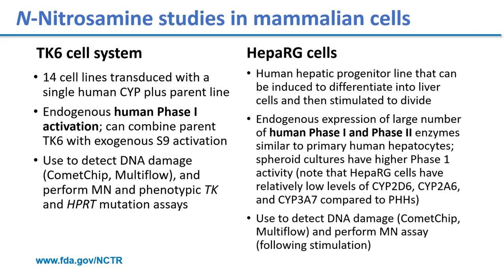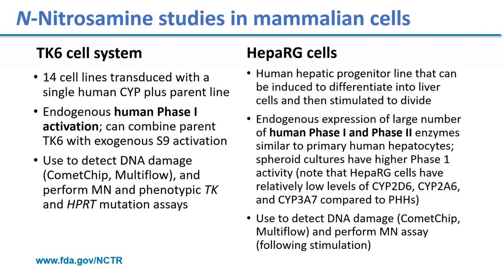So this slide compares the 2 systems we're using. I like to think that they're complementary in some ways. The TK6 cell system utilizes 1 human CYP at a time for activation, which is strictly phase 1 activation with no cooperation between CYPs. We've used these cells to do DNA damage studies with COMET and the multi-flow assay, micronucleus analysis, and we've also evaluated the HPRT and TK mutational endpoints in these cells.